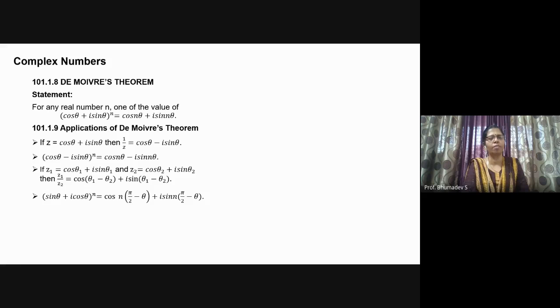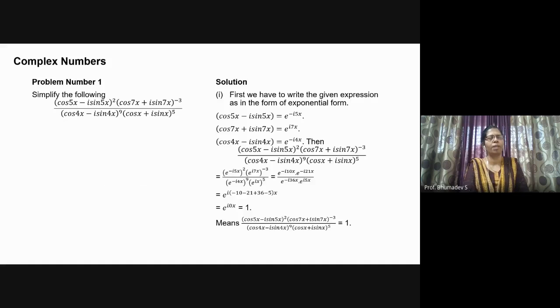Using this theorem, we will see how to solve problems and simplify complex terms. Simplify the following: (cos 5x minus i sin 5x) whole square into (cos 7x plus i sin 7x) whole power minus 3, upon (cos 4x minus i sin 4x) whole power 9 and (cos x plus i sin x) whole power 5.